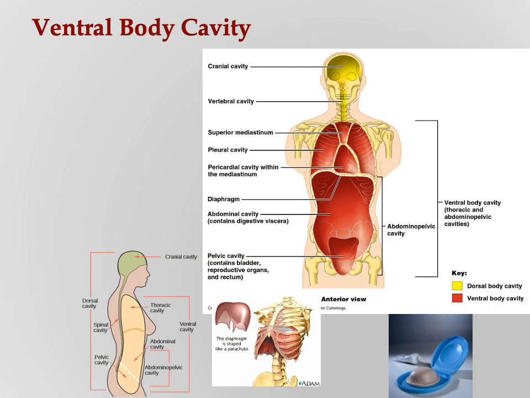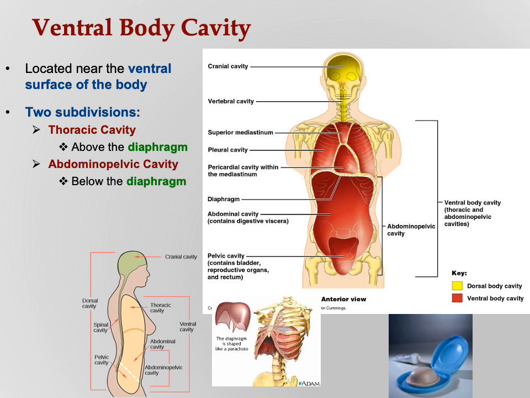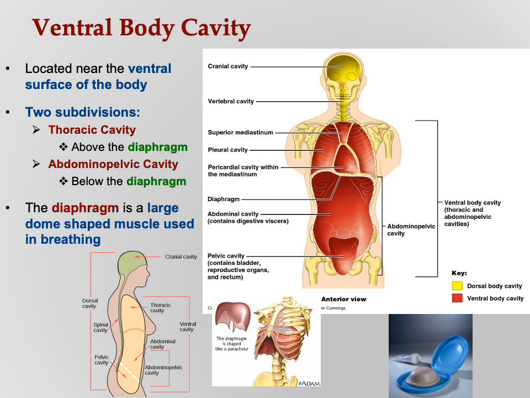Let's then zoom in on the ventral body cavity, located near the ventral surface of the body. 2 subdivisions: the thoracic cavity above the diaphragm, the abdominopelvic below the diaphragm. And again, there are all the subcavities within. I'm not going to go through those again. We just went through them. You do need to know them. Now, how do you know where the thoracic cavity starts and stops and where the abdominopelvic cavity begins?